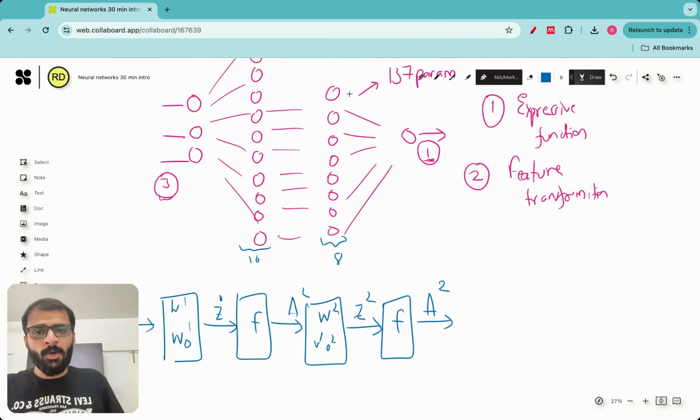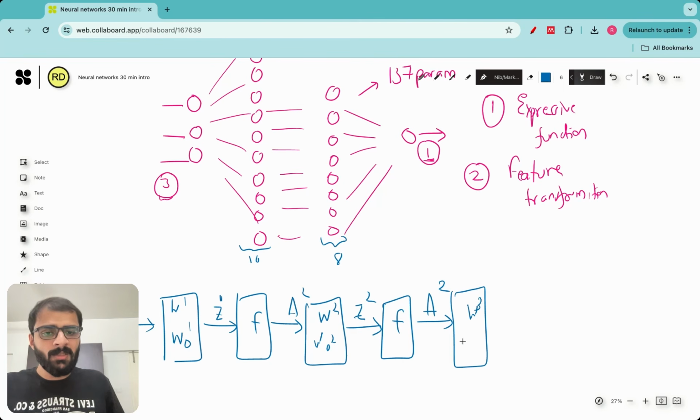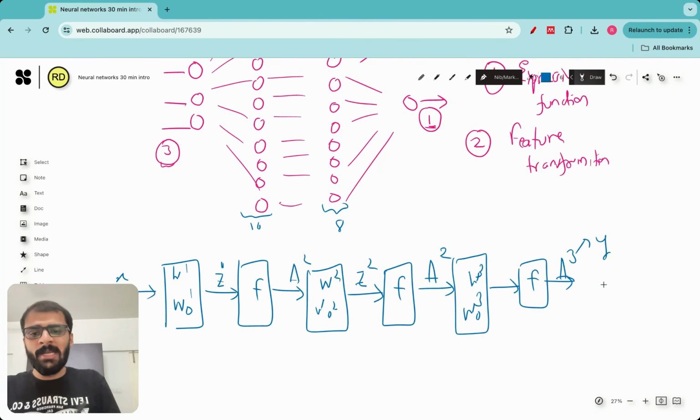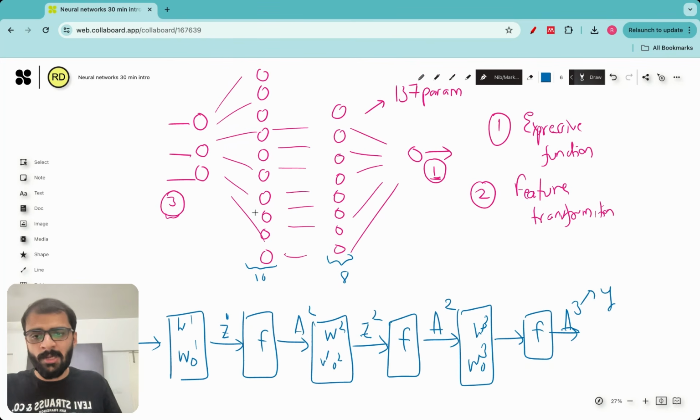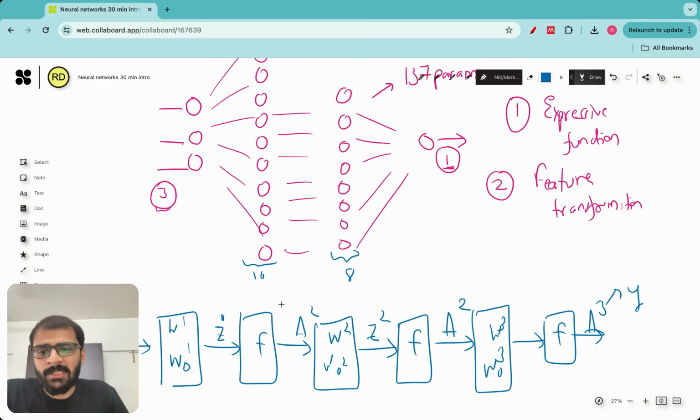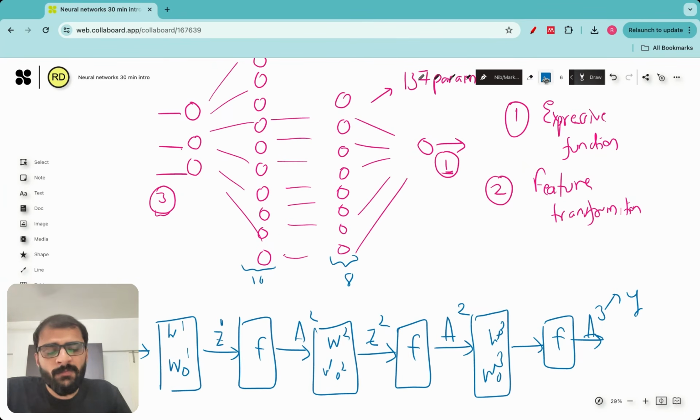So a2 is the output of these neurons, which will be passed on to the final neuron. Then w3, w03, and then finally f, and then finally we'll get a3. So a3 is my y. This is the building block representation of this neural network. Let me try to explain to you what this means.